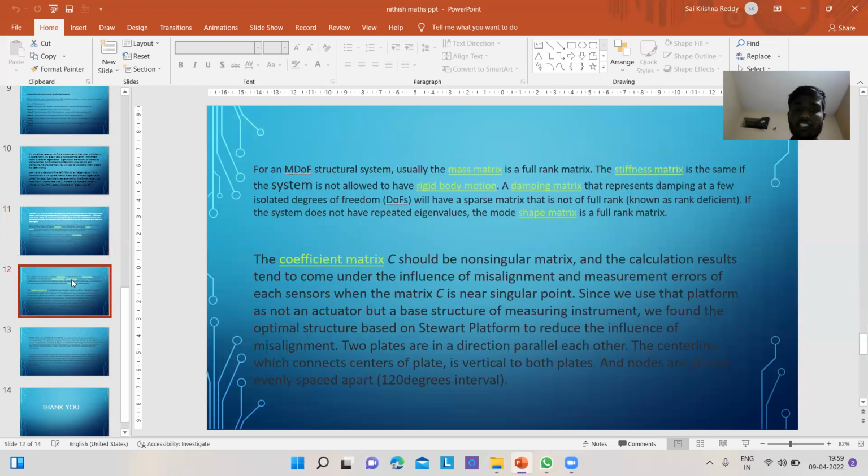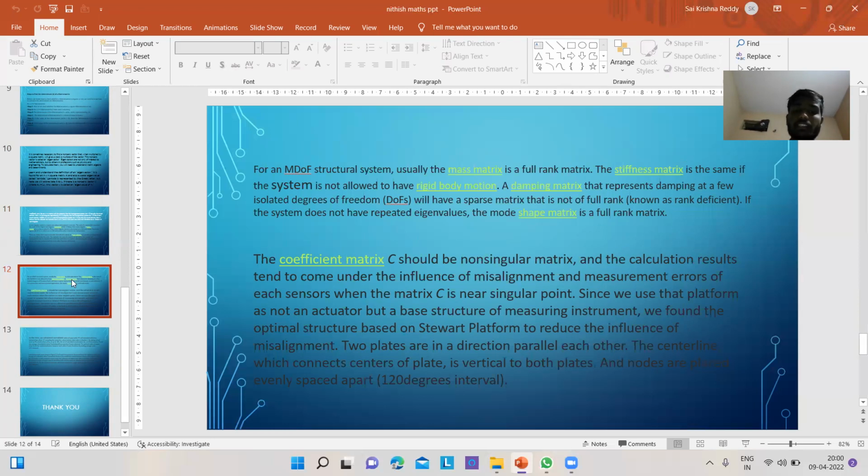For an MDOF structural system, usually the mass matrix is a full rank matrix. The stiffness matrix is the same if the system is not allowed to have rigid body motion. A damping matrix that represents damping at a few isolated degrees of freedom will have a sparse matrix that is not of full rank. If the system does not have repeated eigenvalues, the mode-shape matrix is a full rank matrix.